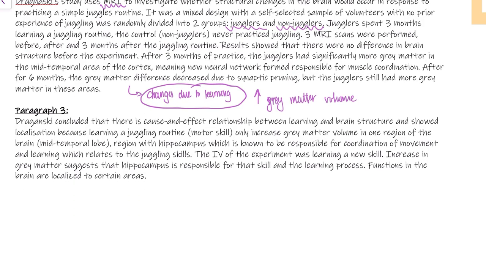So in paragraph 3, we have to include the conclusion of the study and how this study supports our idea of localization. We first state the conclusion of the study. Draganski concluded that there is a cause and effect relationship between learning and brain structure and showed localization because learning a juggling routine, which is a motor skill, only increased gray matter in one region of the brain, the mid-temporal lobe region within the hippocampus, which is known to be responsible for coordination of movement and learning. And this relates to the juggling skills the participants learned.